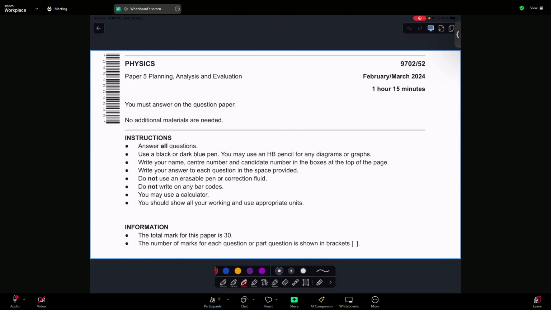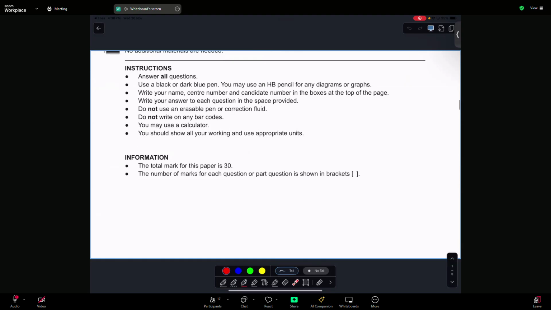So what's your paper 5 about? Your paper 5 is a 1 hour 15-minute exam. It used to be 1 hour, so they increased some time. And it's planning, analysis, evaluation. There are 2 questions out there, okay? And the total paper is 30 marks. 1 planning of 15 marks and 1 graph question for 15 marks.